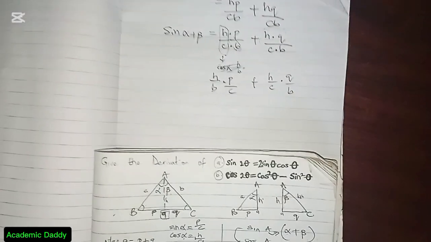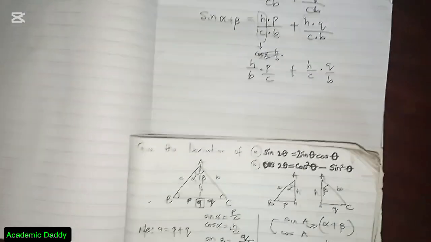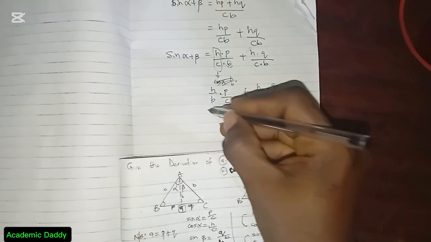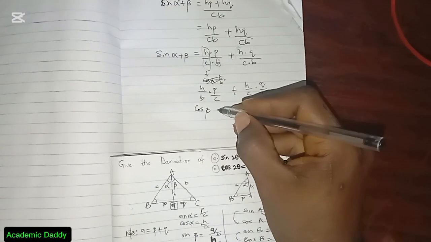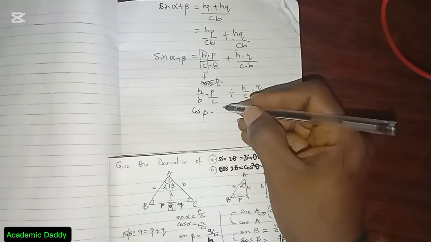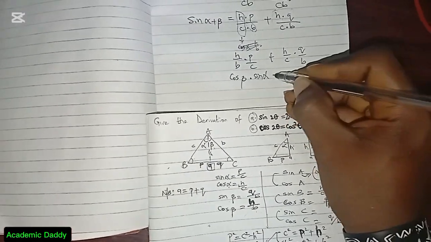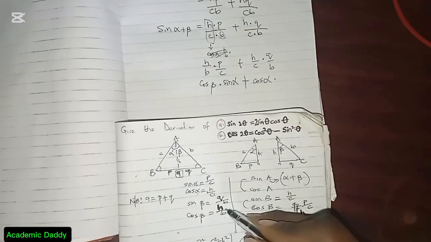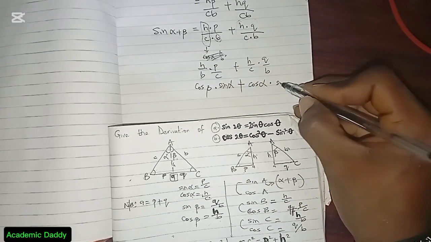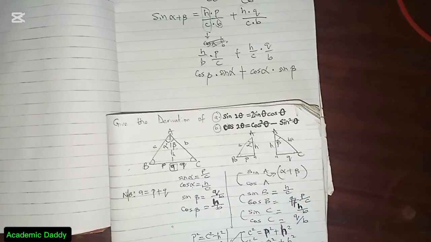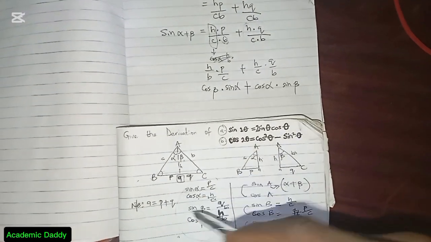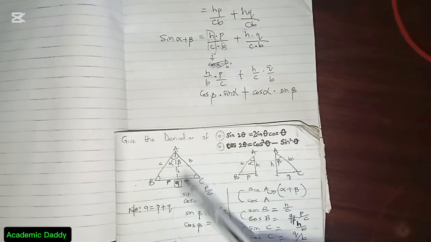So let's now check. For what I have up here, down here I have h over b to be cos beta, and p over c is sine alpha, plus h over c is cos alpha, but q over b is sine beta. So see where my eye is. Are you seeing it? So everything about alpha and beta, this is it. So if I know that, I've replaced this.